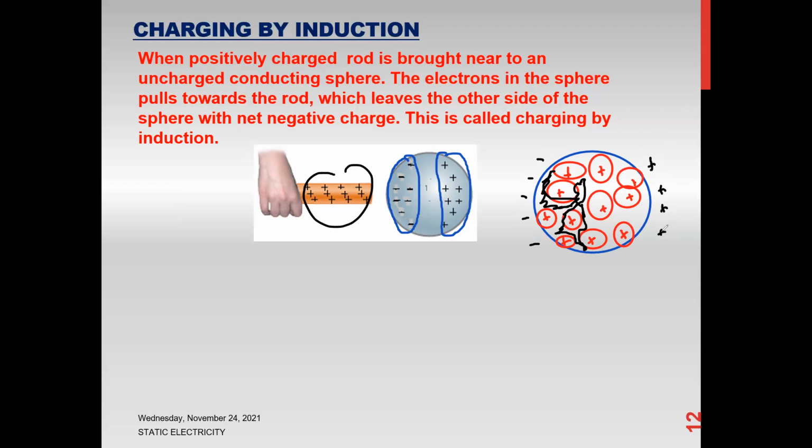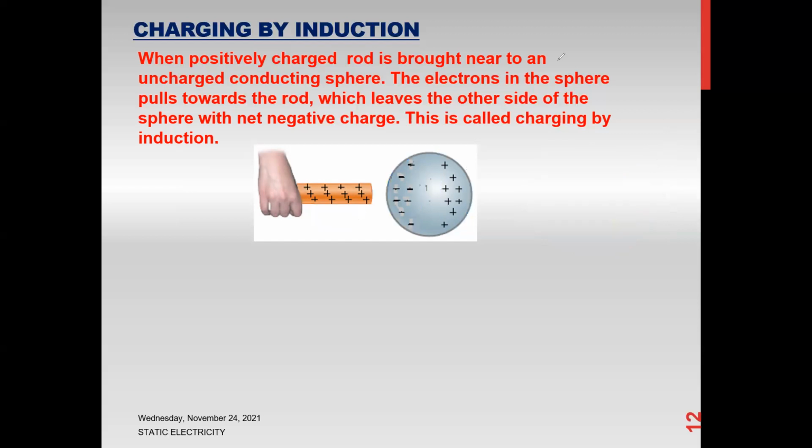So even though the positive charges on the right do not move, as the electrons move out from this region, it appears that there is a net positive on the right and a net negative on the left, and we call that charging by induction. So if we bring a positive charge rod on one side, the side which is facing the positive charge rod will be negative and the opposite will be positive.